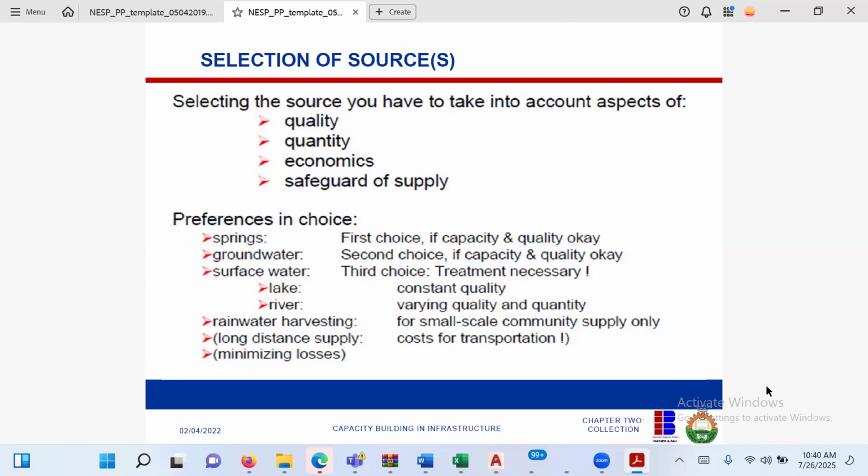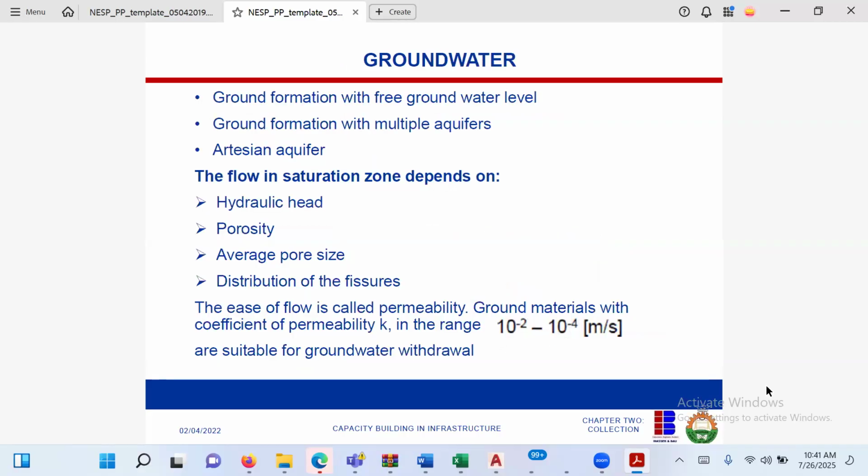So you begin to see a lot of greening because you are supplying nitrogen, and spirogyras and algae, they love nitrogen, and these nitrogen bacteria. So you need to take care of your safeguard. It's very, very important. So the next thing is to look at the preferences in choice, which I've already explained. Spring, groundwater, surface water, okay, which one is better and how to take care of them.